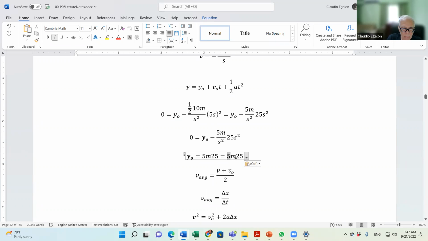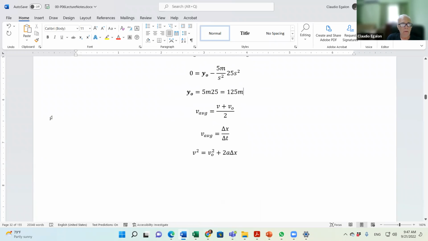125 meters. 125, that's the height of your building. Okay. So we didn't have to use the other equations. We solved our problem without using the other equations. Okay. So I can erase them.